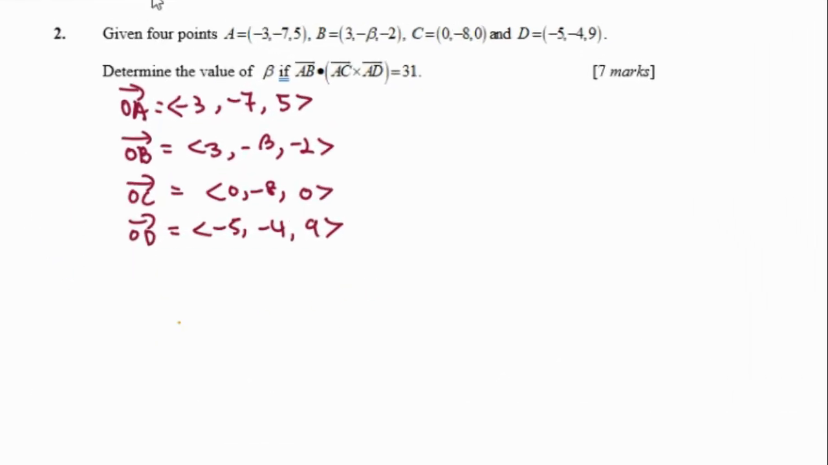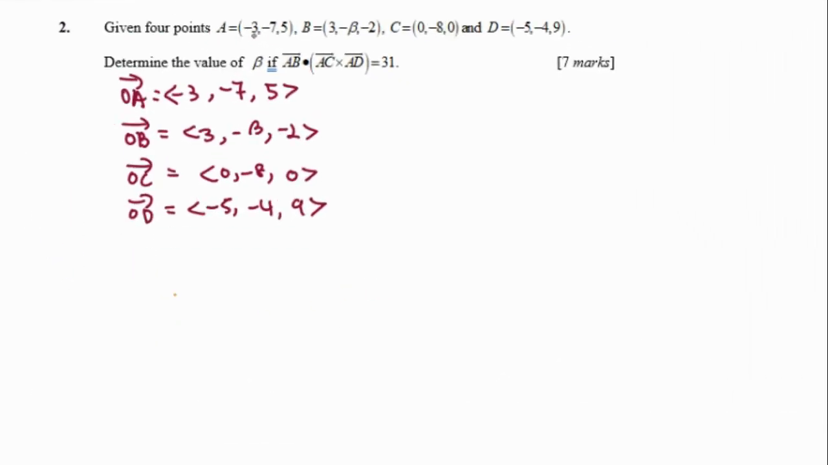For question 2, you are given 4 points, point A, point B, point C, and point D with their coordinates. Determine the value of beta if vector AB dot with vector AC cross with vector AD equals 31. For this question, we need to find out what is AC cross AD. Then only we dot with the vector AB.